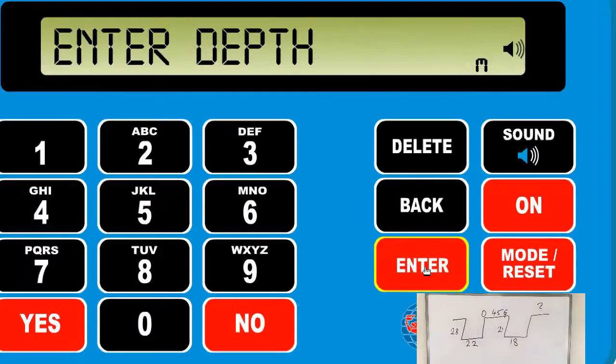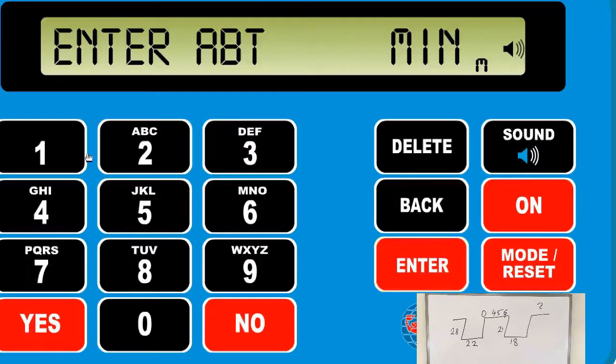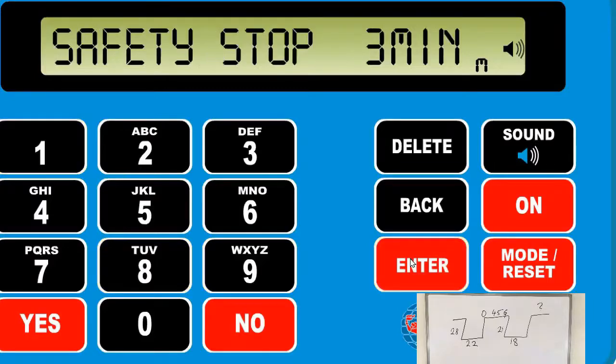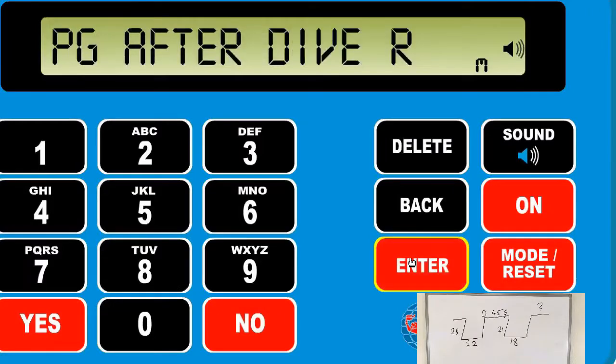Press enter, then we enter the depth of the second dive, which is 21 metres. We can go for 19 minutes, but we're only going for 18, so we plug 18 minutes in, click enter. It tells us again this one needs a 3-minute safety stop, and our final pressure group is R.